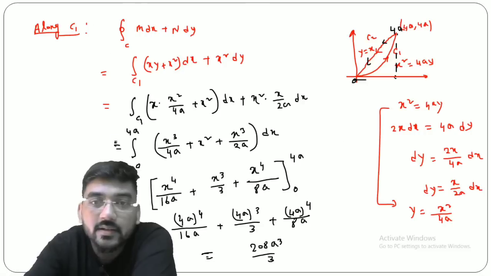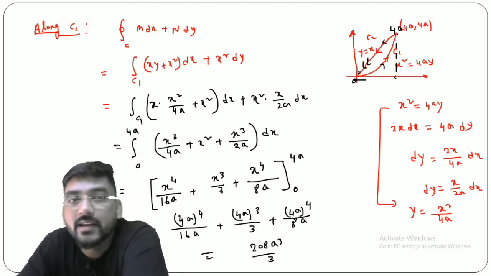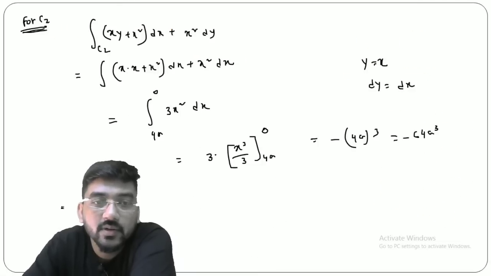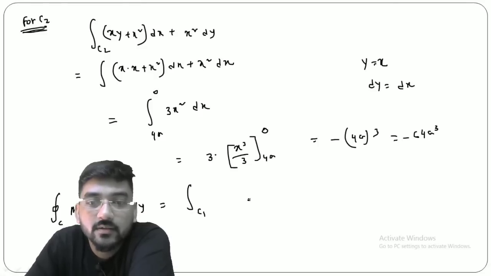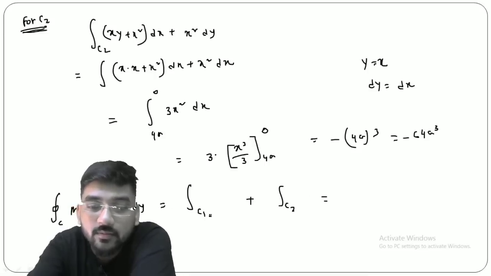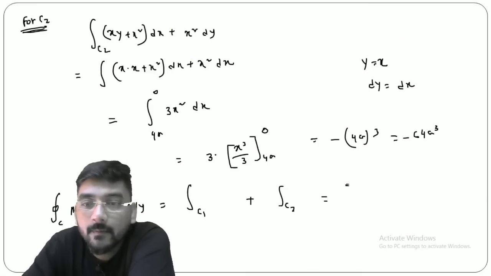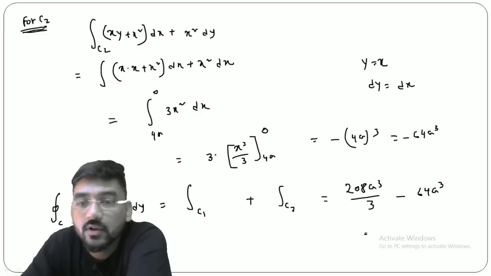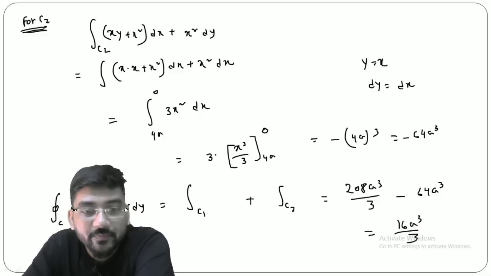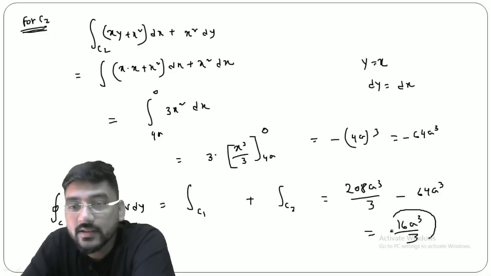So we have done the line integration for C1 and for C2. Now we have to add these two. So the closed integration M dx plus N dy is equal to the integration along C1 plus the integration along C2. We have 208a cube by 3 for C1, minus 64a cube. So if you solve, you will get 16a cube by 3. So if you solve the line integration, you get the result 16a cube by 3.